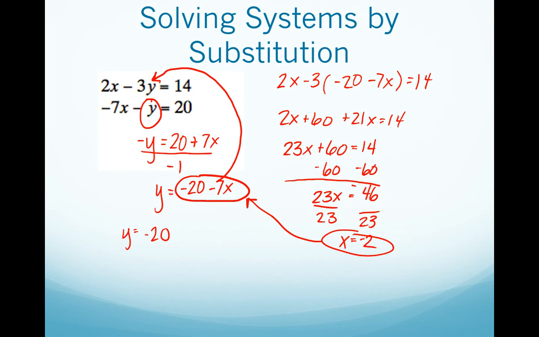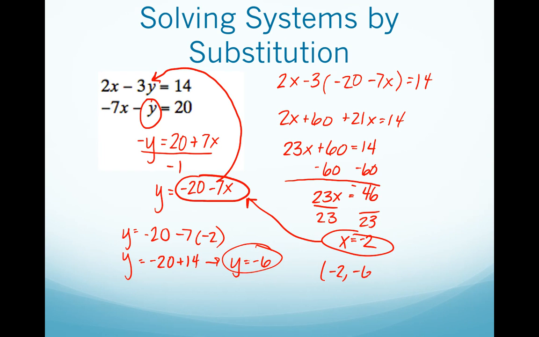We have y equals -20 minus 7 times -2. So that's -20 plus 14, which is going to give us y equals -6. So again, if it's not written this way, you might be looking for the ordered pair -2, -6.